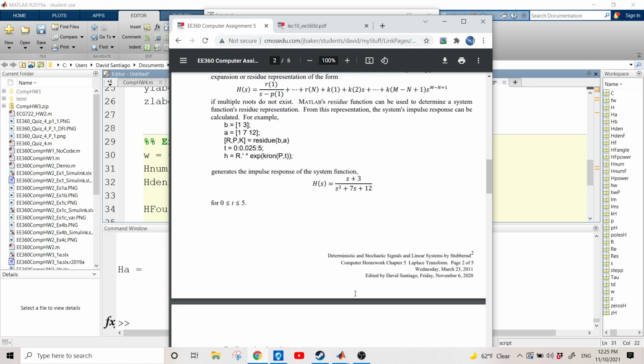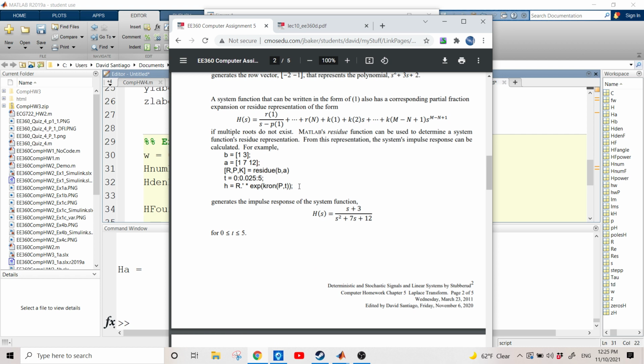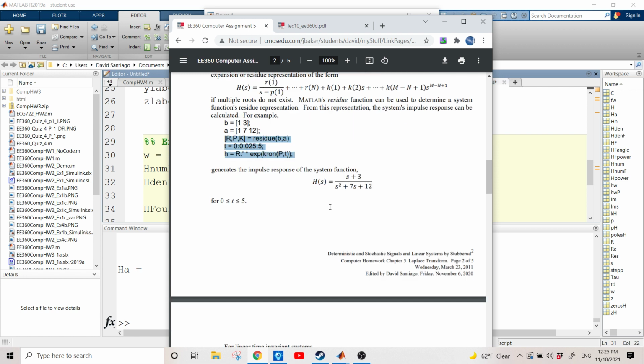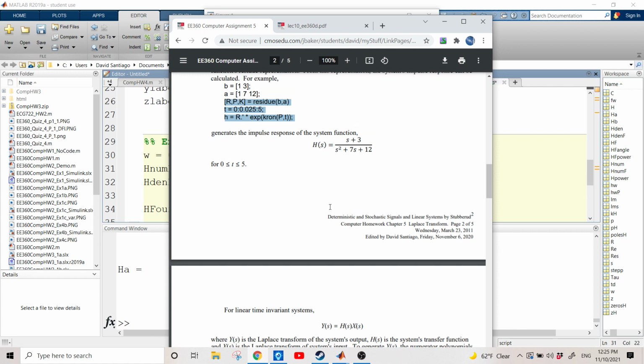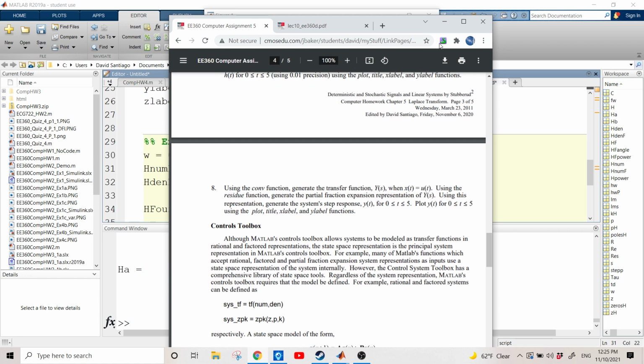All you do is just copy paste this right here. I think so. Actually, here are your B's, here are your A's, RPK, and that's literally it. Where R is your residues, and then here's your poles. So honestly, if you just copy this, actually I'm literally looking at my old code. And this is it. If you're not really following these videos or watching my content, then I don't know how to explain it to you.